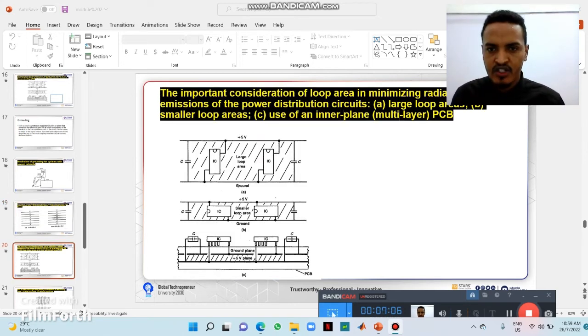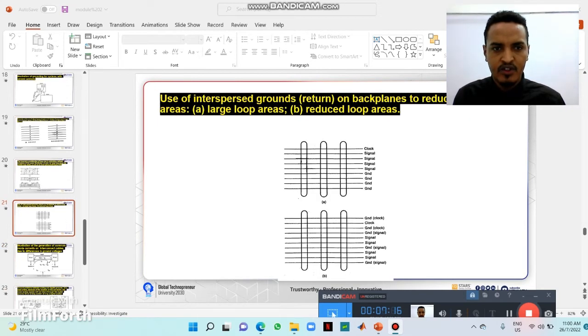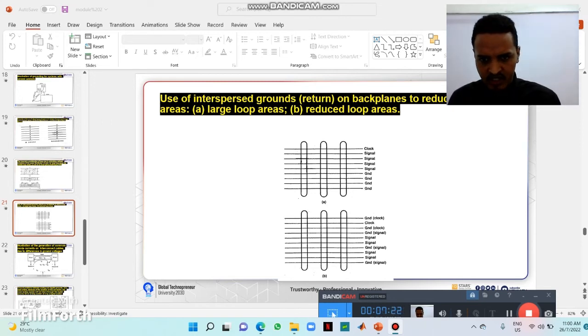An important consideration is to minimize loop area in the power distribution circuit, where a large loop in B has a large loop area. With a ground plane, the loop area is smaller. We use microstrip ground return on clock lines to reduce the large loop area.